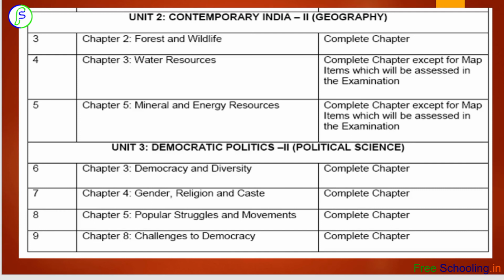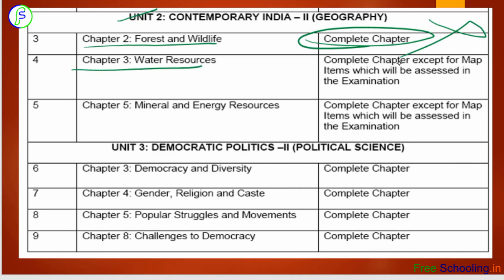Okay, and now let's move on to unit 2. What all have been deleted? We've got the chapter forest and wildlife, complete chapter deleted. And then we have chapter 3, water resources, complete chapter, but there is a condition, except for map items which will be assessed in the examination. So you need to prepare the maps in this chapter, but you may not see the theory part of this chapter.